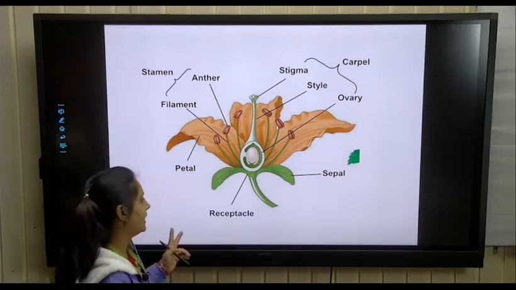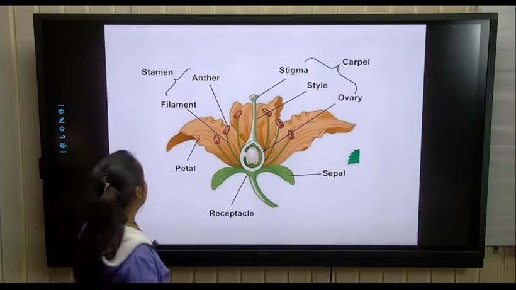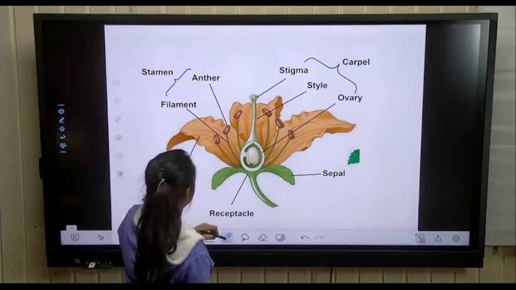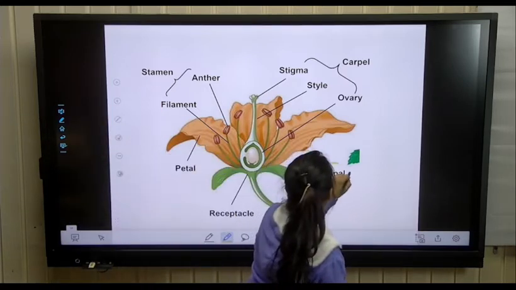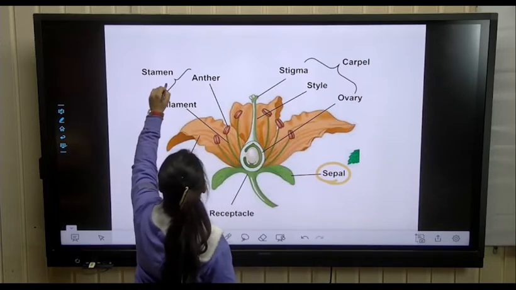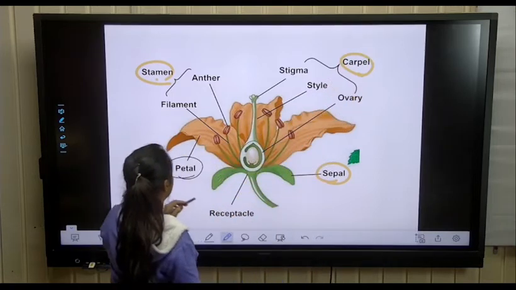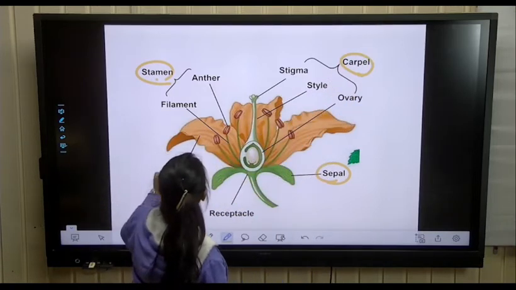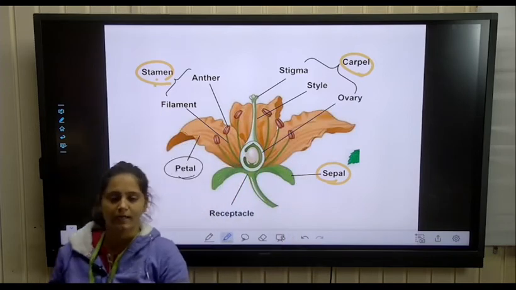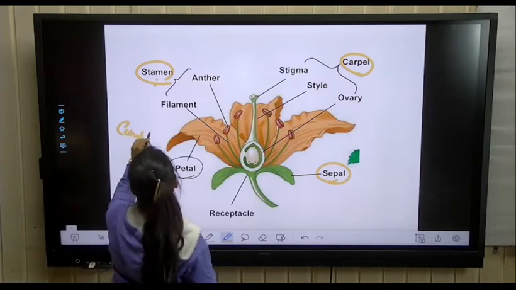Flowers are of two types, complete and incomplete. Complete means there are four whorls in a flower. First is calyx, which is made of sepals. The other is corolla, which is made of petals, and then stamen, and then carpel, that is female. So there are four whorls, 1, 2, 3 and 4. If these four are present in a flower, then we call that flower a complete flower.